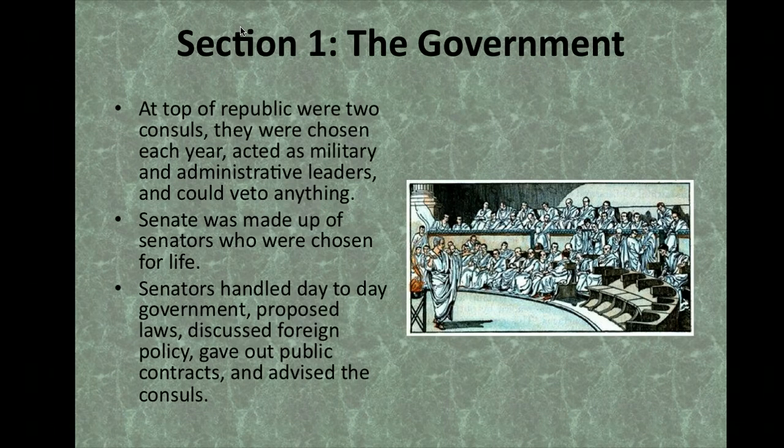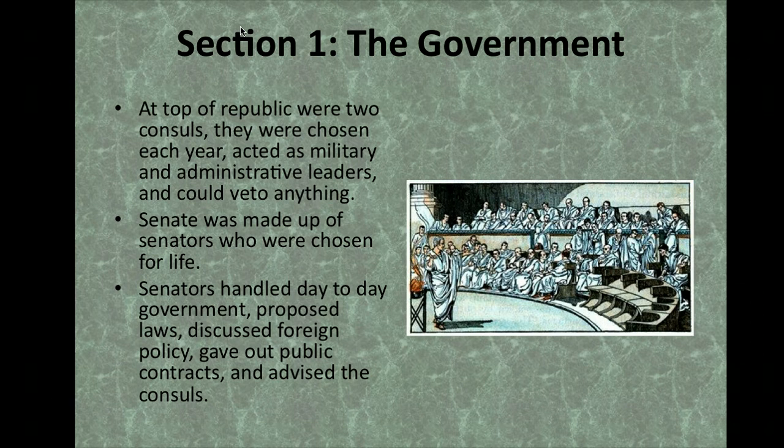In terms of the government, at the top were two consuls, and they were chosen each year. This was something that happened for a long time, and it was very prestigious. They acted as military and administrative leaders and could veto anything that was done by the assemblies that we're going to deal with in a second.